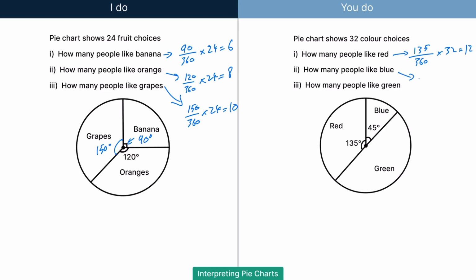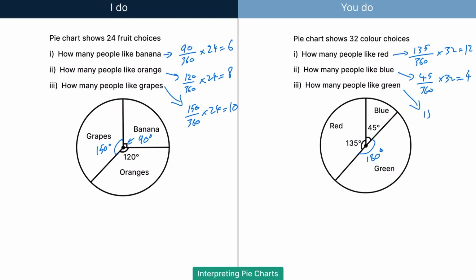How many people like blue? So that would be 45 out of 360 times 32. So 45 out of 360 times 32 is 4. And then finally, how many like green? So that is just going to be what's left over. So this angle here, that's left, because angles in a circle add up to 360, this must be 180.